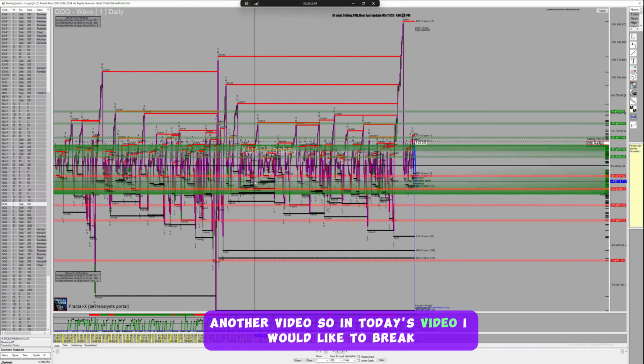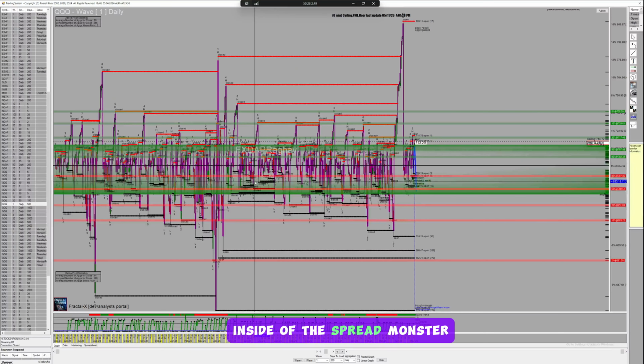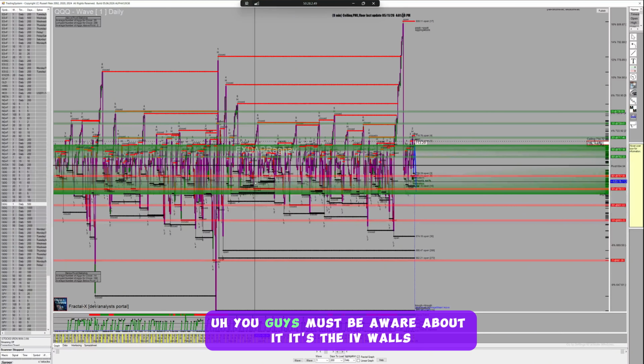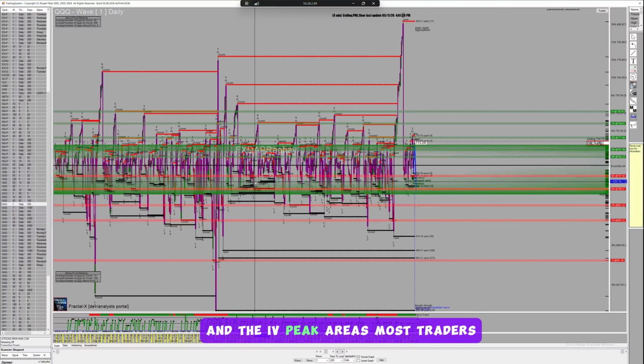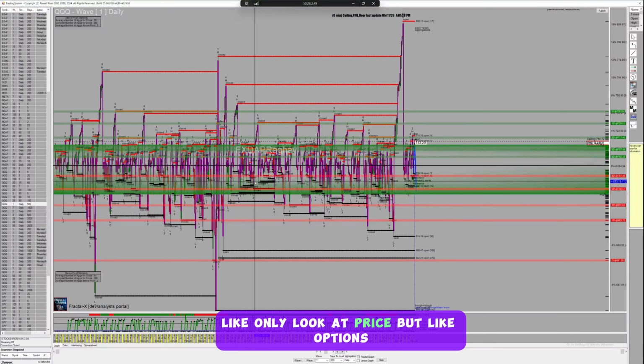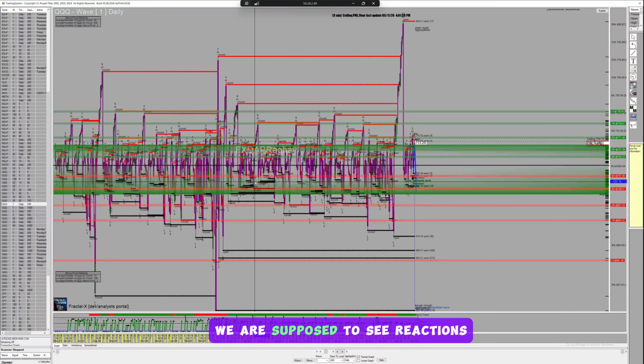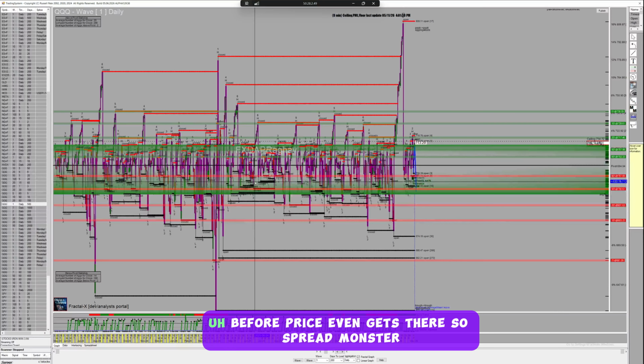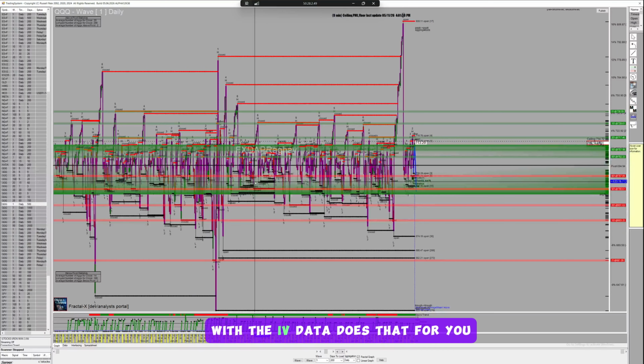So in today's video, I would like to break down one of the most useful IV based data points inside of the spread monster. You guys must be aware about it. It's the IV walls and the IV peak areas. Most traders only look at price, but the options market is often telling you where we are supposed to see reactions before price even gets there. So spread monster with the IV data does that for you.